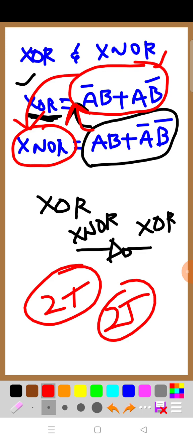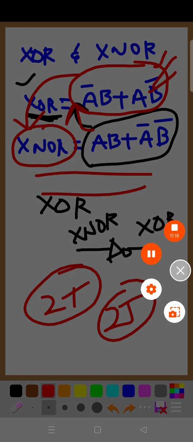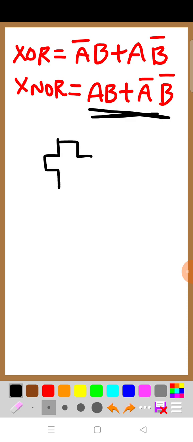Why? Because you are going to design with complementary MOS transistors. Then you can observe that I am going to use the Boolean expression of XNOR to design an XOR gate, and vice versa. Is it clear, all of you? Now you can observe that I am using the XNOR Boolean expression to design what? XOR.